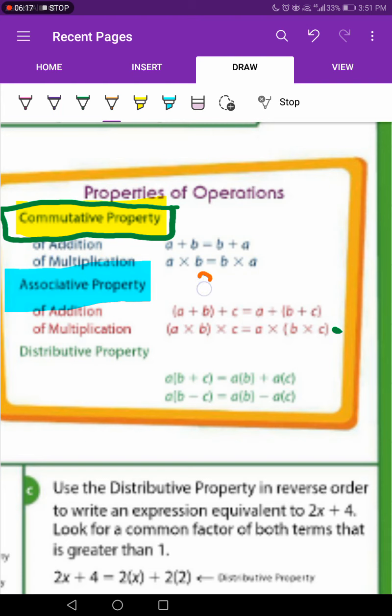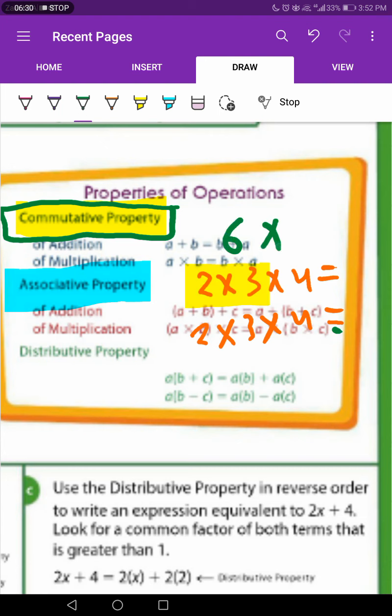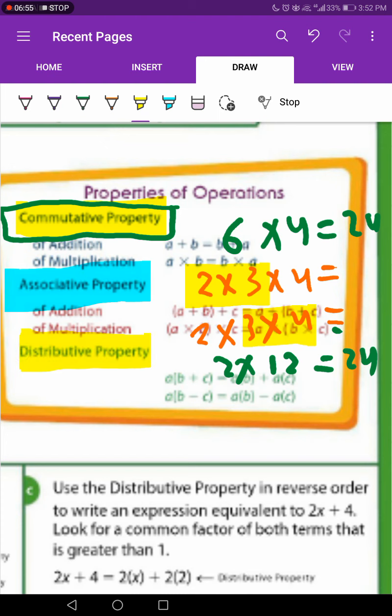See, 2 multiply 3 multiply 4. If I start from 2 multiply 3, I get 6. Multiply 4 equals 24. Now I can start from anywhere. This is the rule. If I multiply 3 by 4 equals 12, multiply 2 equals 24. So I can start from anywhere. So the associative property we can apply on multiplication. The last property is called the distributive property.